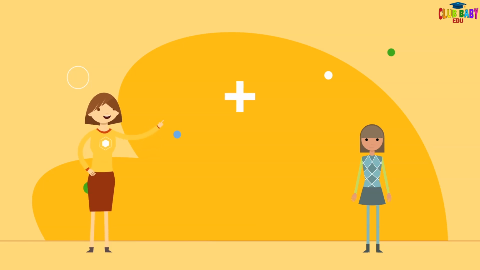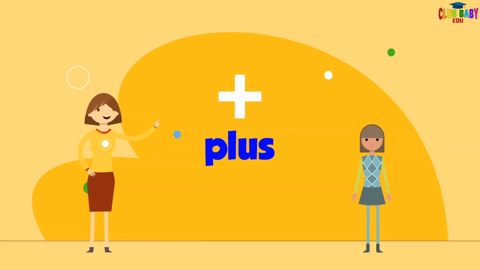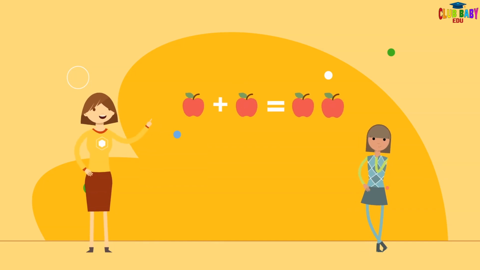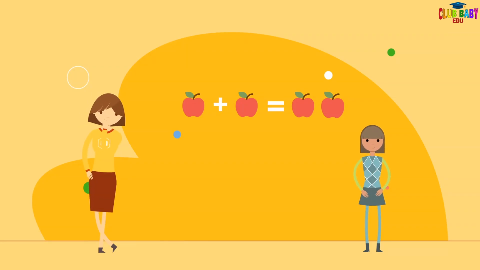There is a sign for the word addition and it looks like this. The name for this action is plus. Please repeat after me. 1 apple plus 1 apple equals 2 apples.